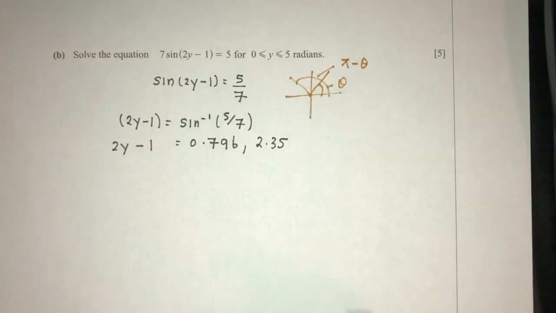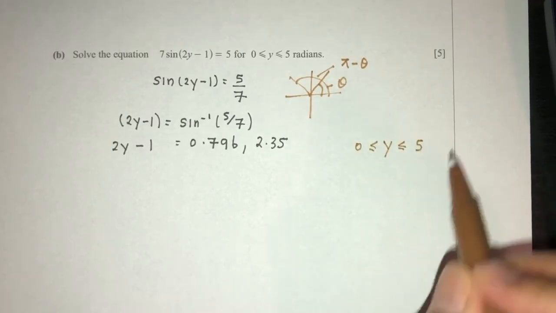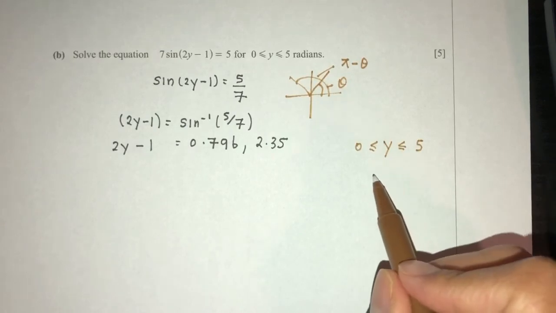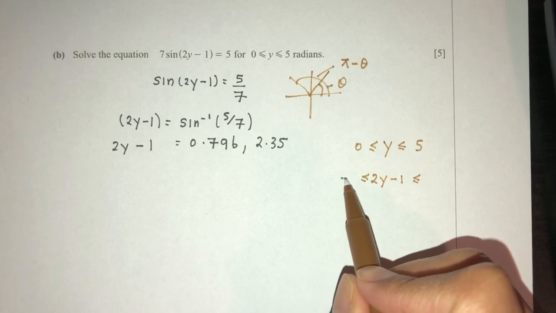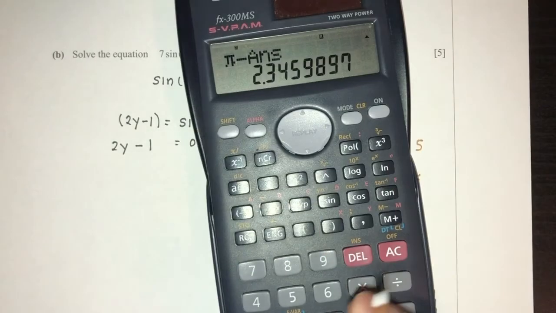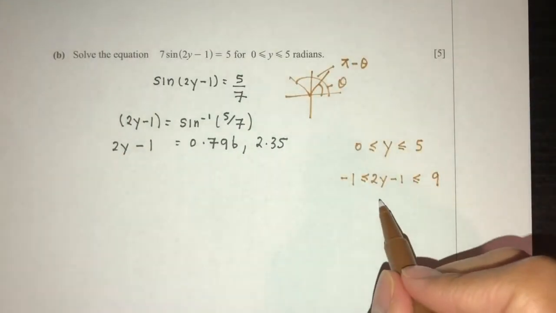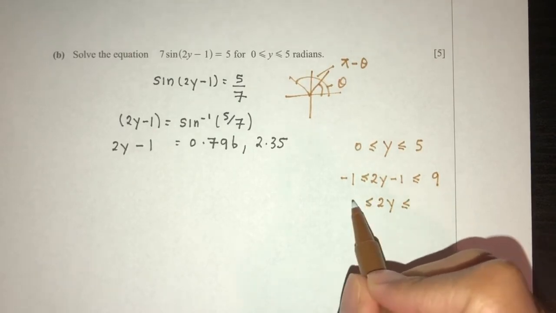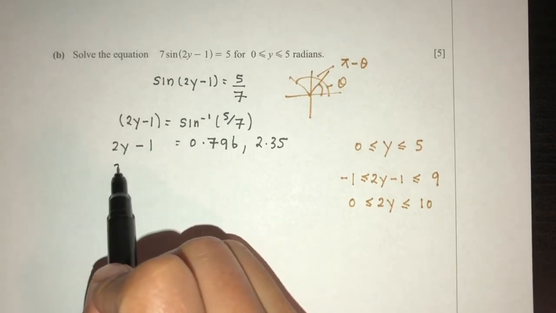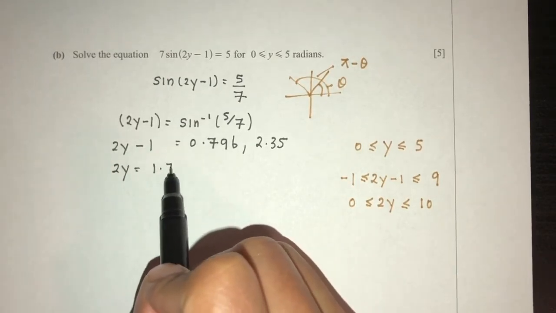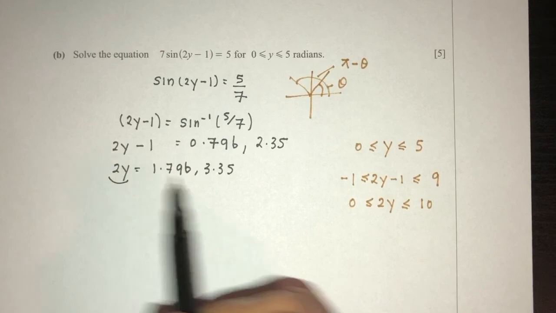But as we can see here, the domain was given for y between 0 and 5. Here we have 2y minus 1, so let's change the domain to 2y minus 1. That will be equal to minus 1 at the lower end. And what is the upper value? 2 times 5 minus 1, that will be 9. But the value of 2y is simply between 0 and 10. So let's first find the value of 2y from them. You will have 2y will be 1.796 and 3.35. So we know that 2y has to be between those two values.